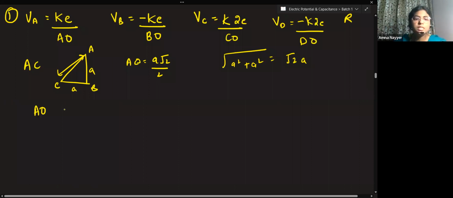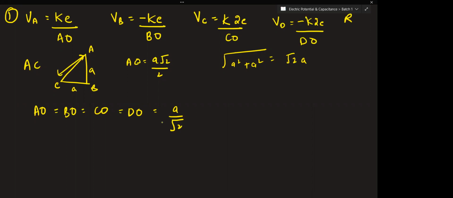So AO, which is equal to BO, which is equal to CO, which is equal to DO, is equal to A by root 2. Is this clear to all of you, how we have got A by root 2? Yes. Okay. So A by root 2.